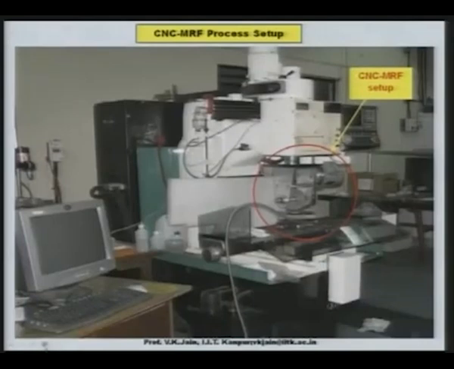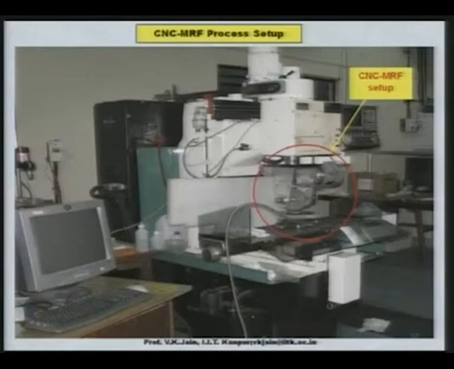Now, a setup has been developed at IIT Kanpur, and that is the CNC, computer numerical control, magnetorheological finishing process setup. You can see this particular area within the circle, where we have attached an attachment which consists of a rotating wheel made up of Perspex material. Inside this there are the magnets which you can see here, and here is the place for the workpiece to be placed. This can be metallic, it can be non-metallic.